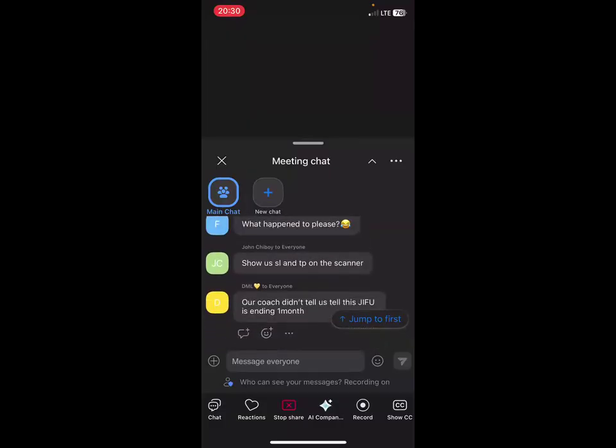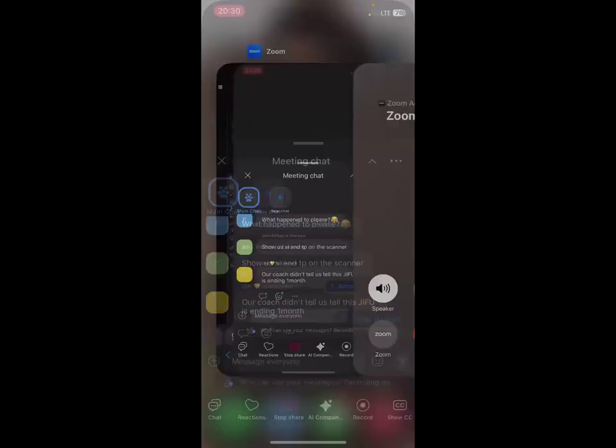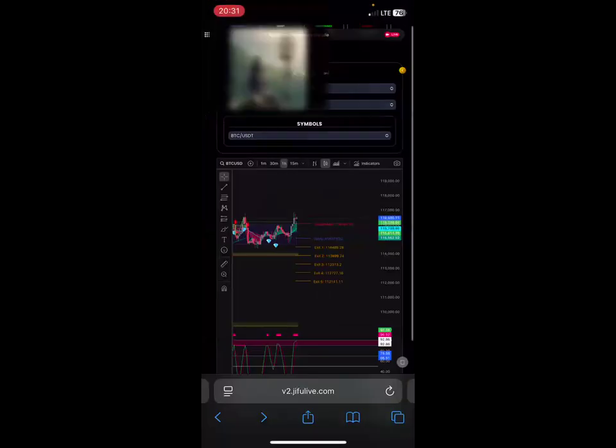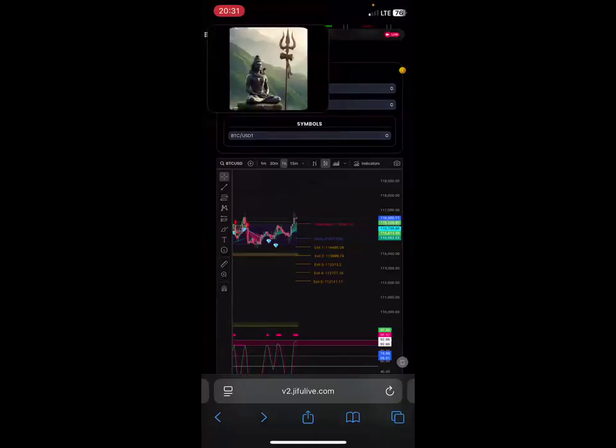Okay, I should show you. Excellent. Our coach did not tell us that GFU is ending this month. Okay, let me show you what the SL looks like on the scanner.